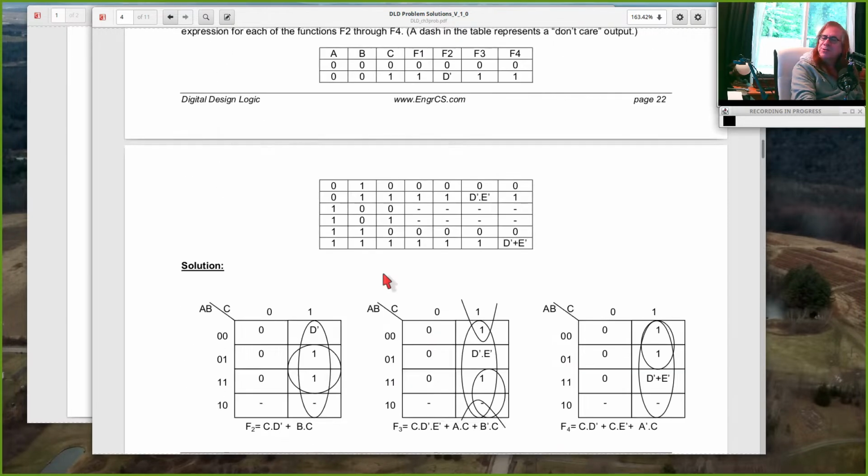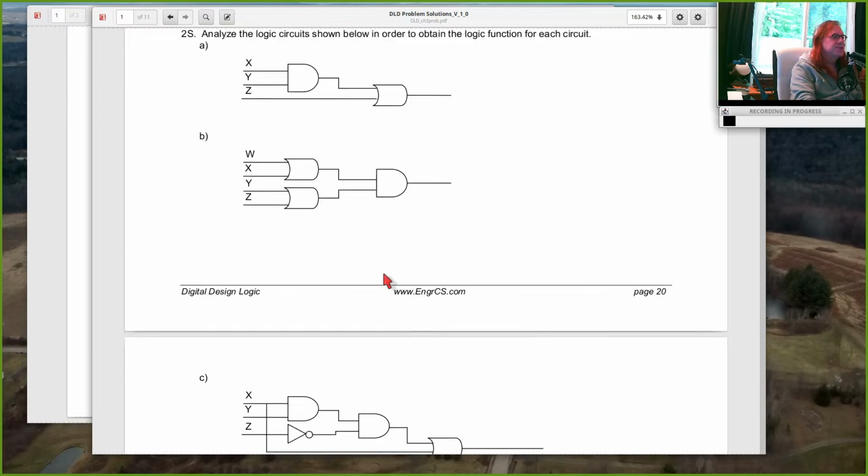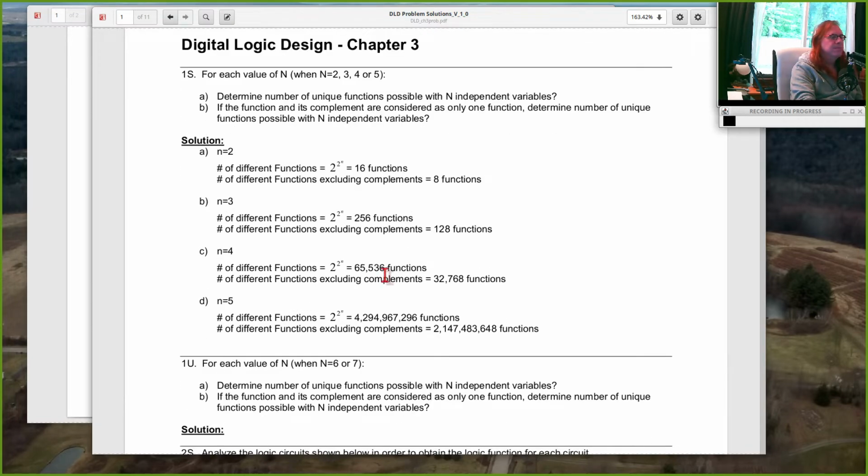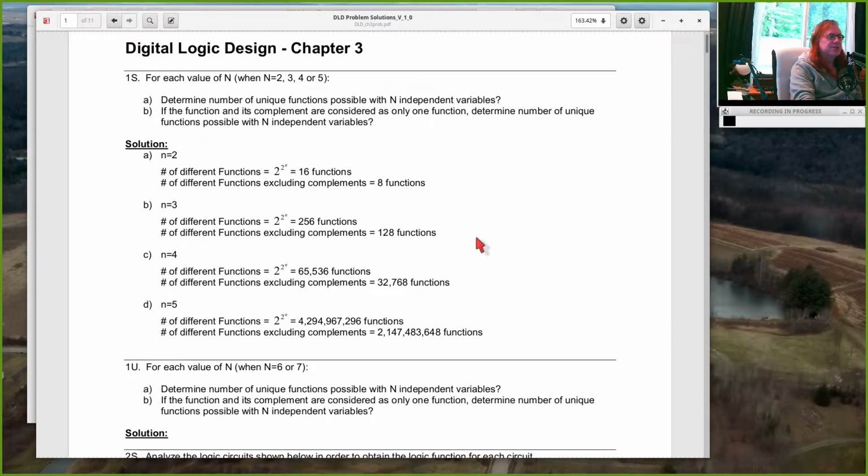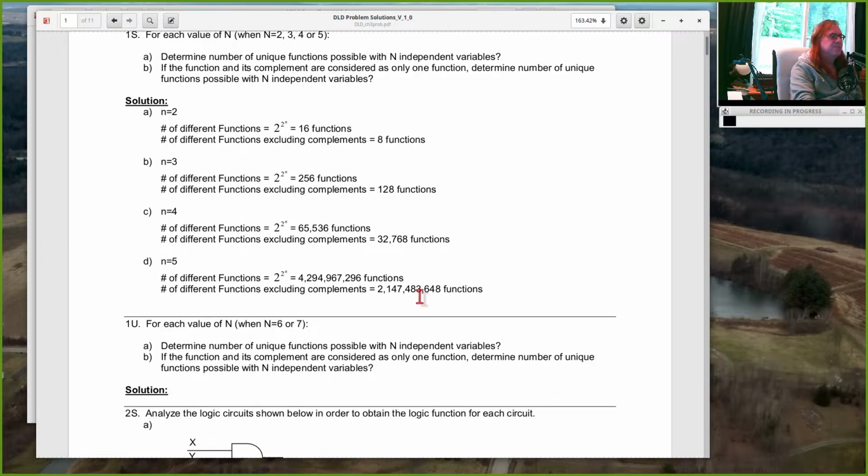Did we cover the material for question 1 on homework 3? We kind of did this in the very first homework set when you were looking at the number of pieces of art. You had 2,500 pieces of art and you wanted to categorize them. How many bits did you need? It's kind of the same kind of thing. So, determine the number of unique functions possible with n independent variables.